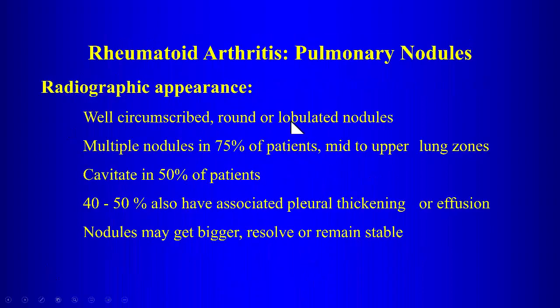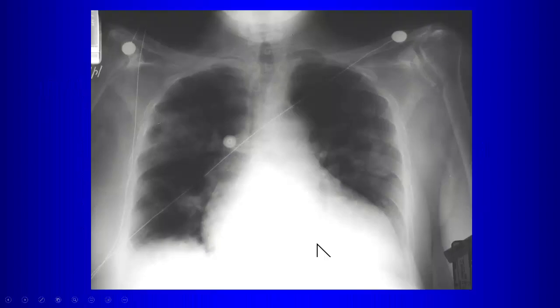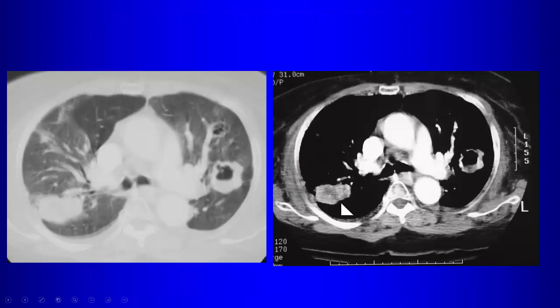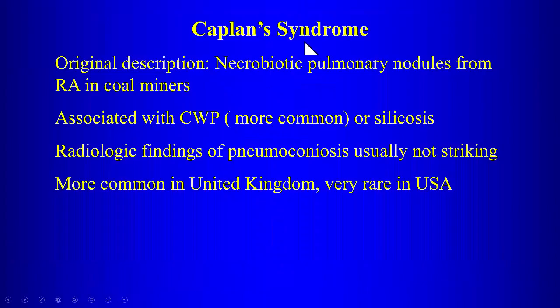So we can see these nodules tend to be multiple. They can be associated with cavitation. They might have other pleural findings, and the nodules might increase or decrease in size slowly over time. So we already went over our case of these lesions within the chest in a patient with rheumatoid arthritis, and in this case, they were cavitary.